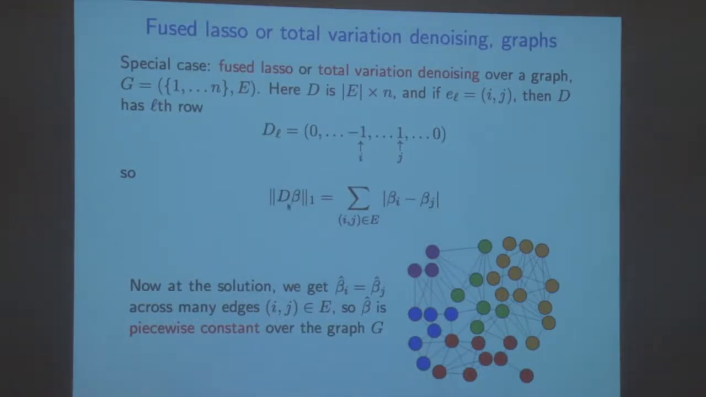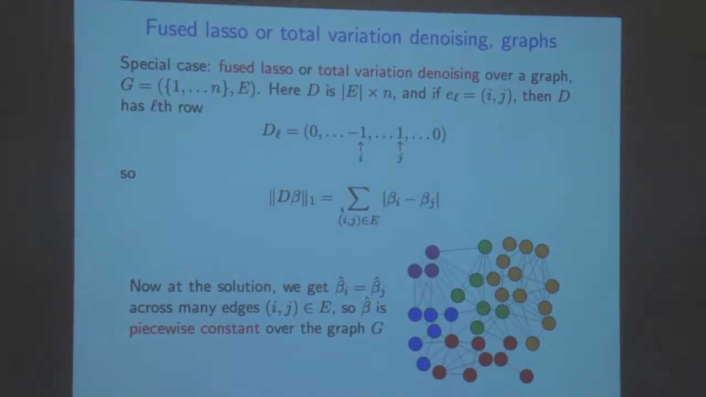And so if I take the L1 norm of this operator D times beta, then it looks as follows. I get the sum over all edges ij in the graph of the absolute value of beta_i minus beta_j. So I'm taking graph differences now. This is sometimes, by the way, called the edge incidence matrix of the graph. If you're taking a class on graph theory, this would be the edge incidence matrix or the oriented incidence matrix, either one.